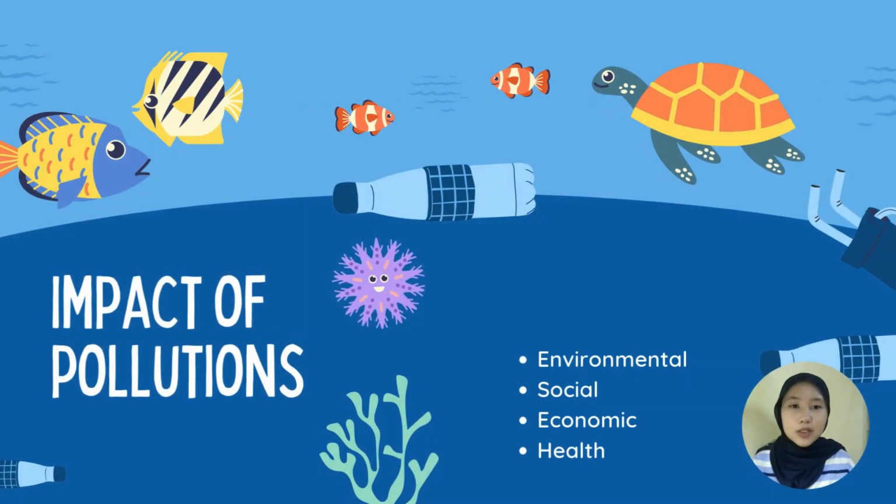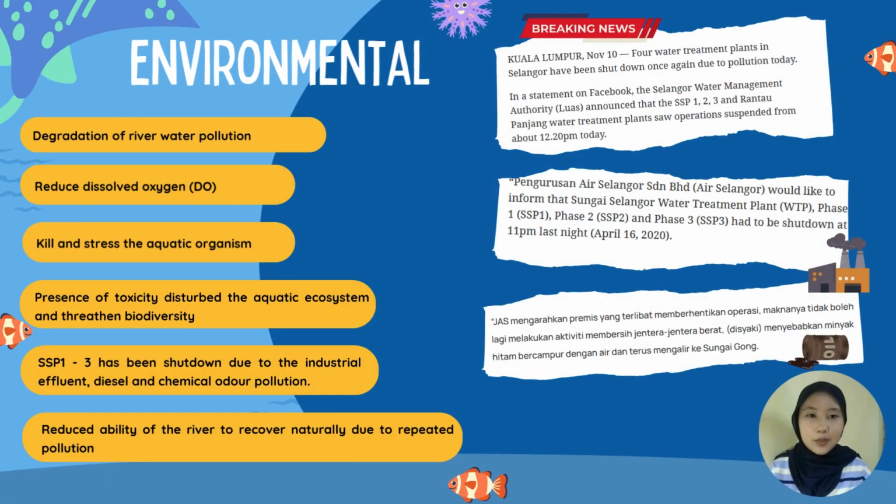After understanding the causes of water pollution at Sungai Selangor, we will now discuss the impacts of pollution. The impact can be divided into four main aspects: environmental, social, economic, and also health impact. Firstly, let us take a look at the environmental impact of water pollution. Pollution in Sungai Selangor has caused a significant degradation of river water quality. Industrial effluent, diesel spills, and chemical odors have reduced the dissolved oxygen level in the river. Low dissolved oxygen can stress and kill aquatic organisms, including fish and microorganisms that are essential for a balanced ecosystem. The presence of toxic substances further disrupts the aquatic ecosystem and threatens biodiversity.